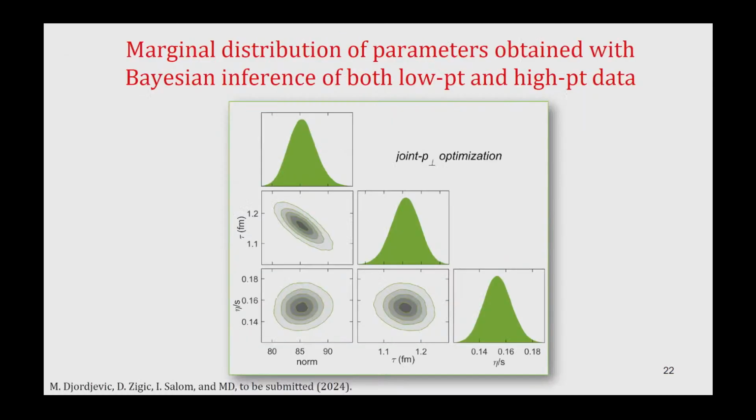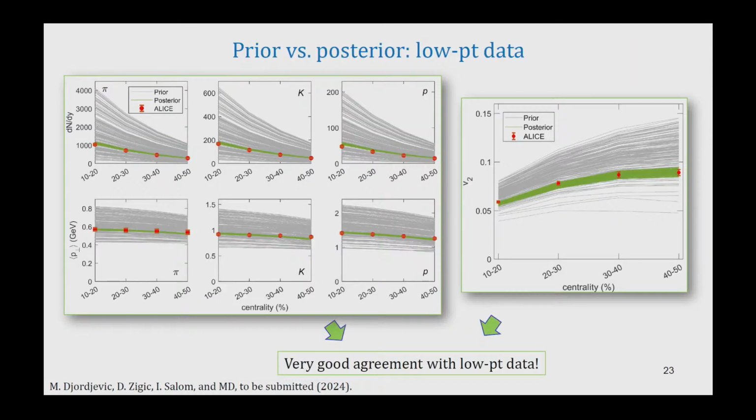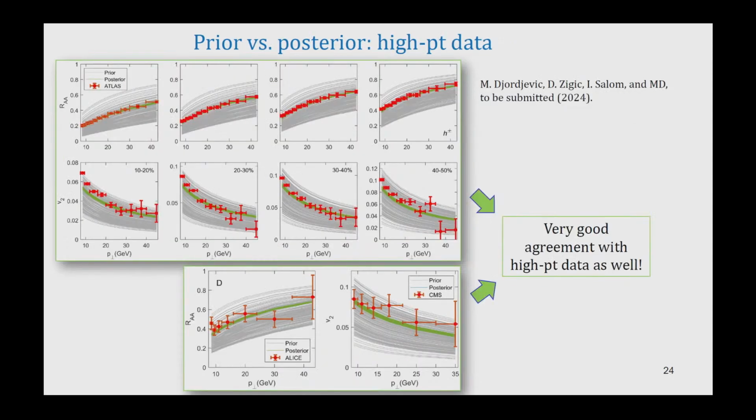And then we can repeat the same analysis, but now much more complex, because we now have both low PT and high PT theory predictions and data, and these are the marginal distributions that we obtain. And if we now compare them with the same set of data, we see good agreement with low PT data, and we also see very good agreement with high PT data as well.